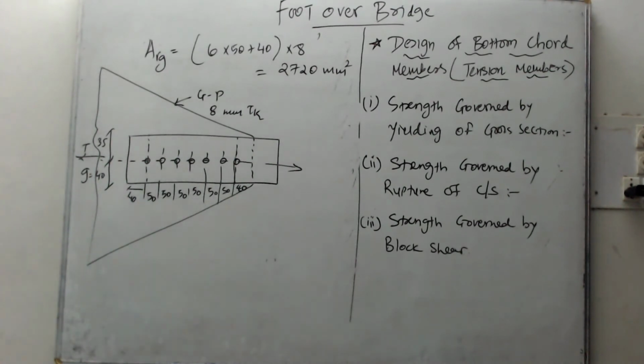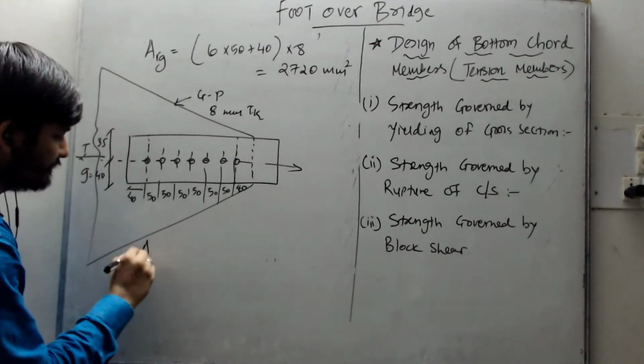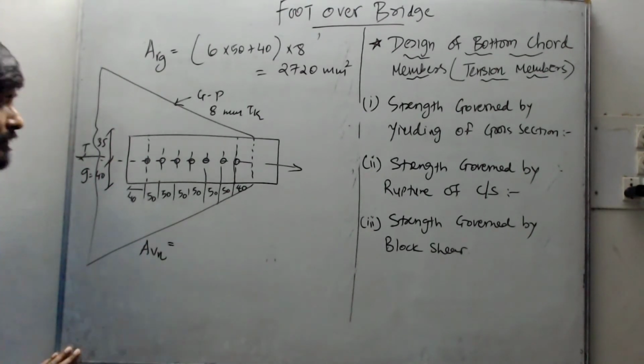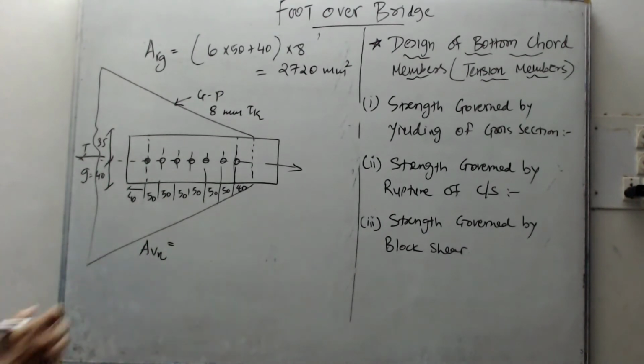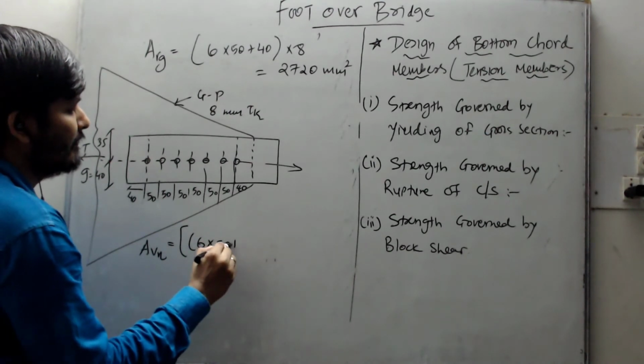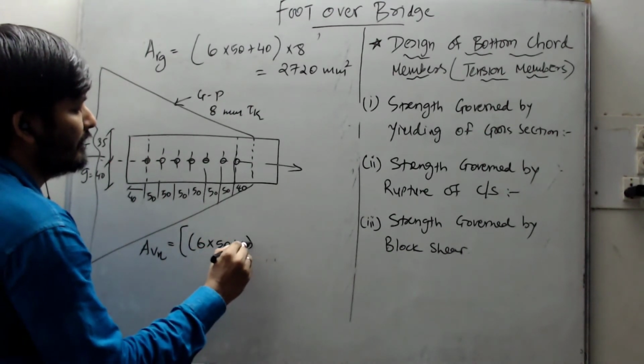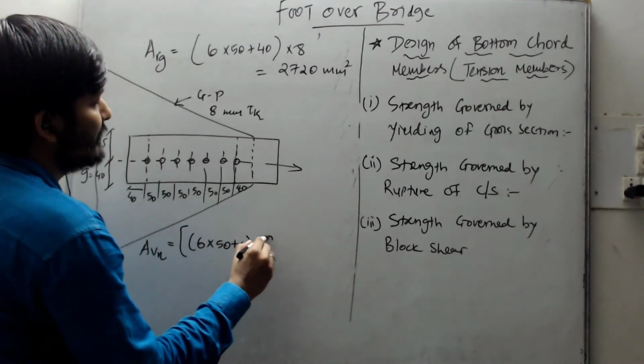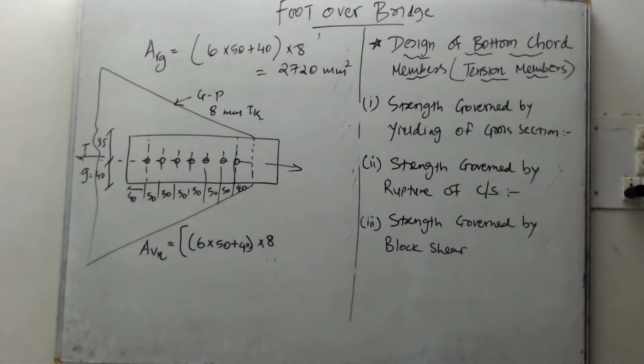Then the next unknown I need to find out is AVN. So how to find out this AVN? It is 6 multiplied by 50 plus 40, right? Multiplied by 8. Oh, sorry, not multiplied by 8 here.